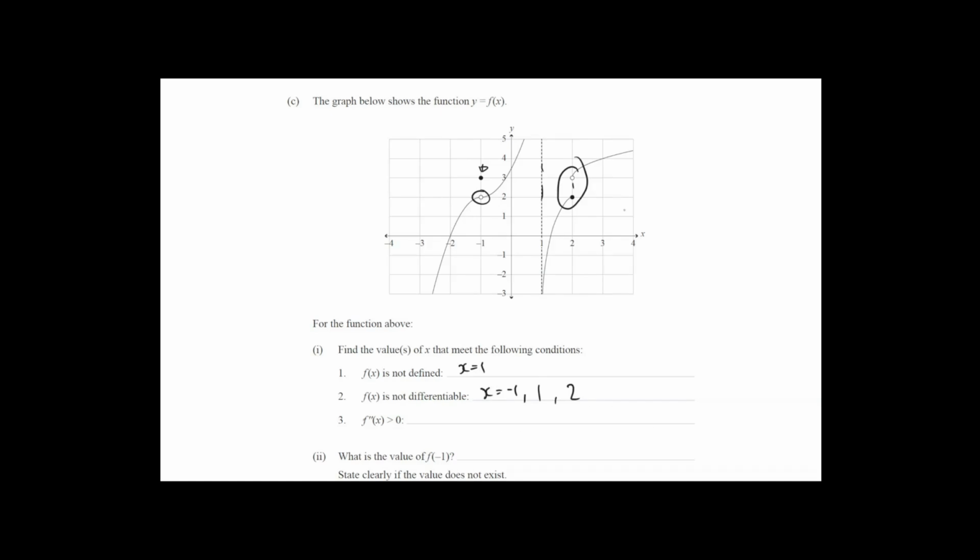So where f double prime of x is greater than 0, that means it's concave up, or as we used to call it, convex. So it's going to be convex between here and here, because the bowl kind of points upwards. So that's when x is greater than -1 up to x equals, I guess this goes on to 1.